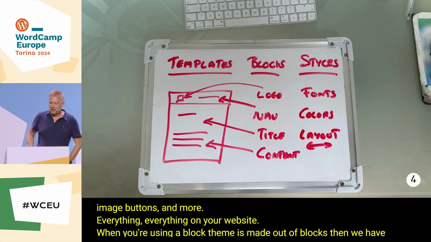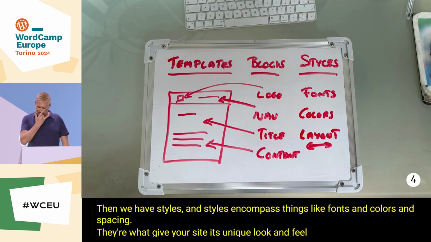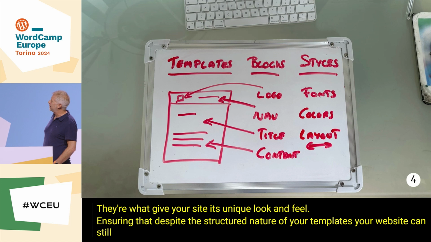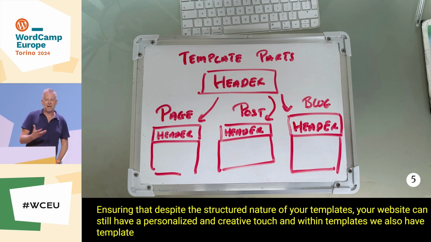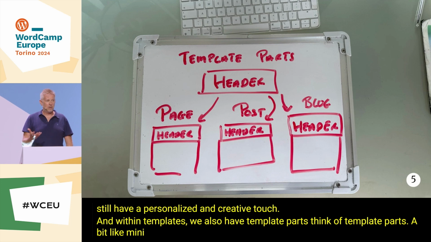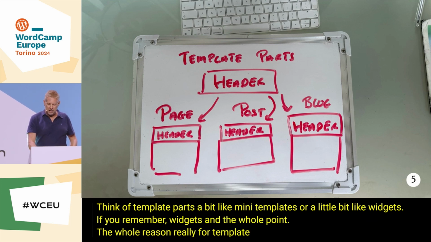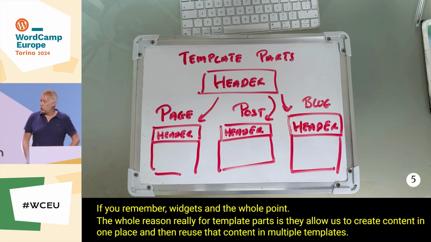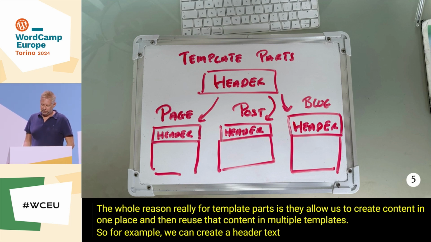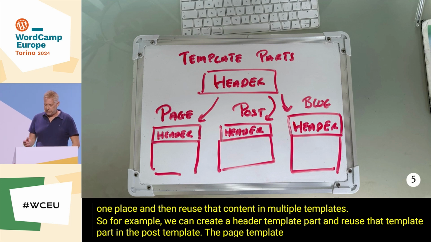Then we have styles. And styles encompass things like fonts and colors and spacing. They're what give your site its unique look and feel, ensuring that despite the structured nature of your templates, your website can still have a personalized and creative touch. And within templates, we also have template parts. Think of template parts a bit like mini templates, or a little bit like widgets, if you remember widgets. And the whole point, the whole reason really for template parts is they allow us to create content in one place and then reuse that content in multiple templates. So for example, we can create a header template part and reuse that template part in the post template, the page template, and the blog template, or any templates that we have on our site.